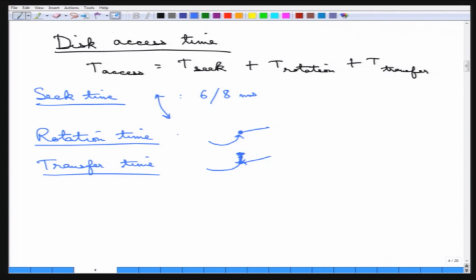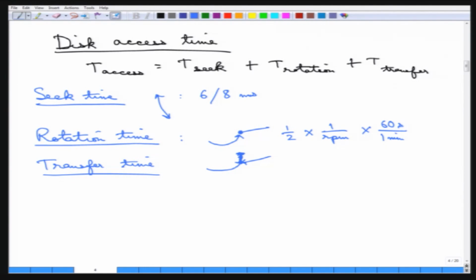The rotational latency is, well, we can say it's half the time to rotate on average, because it can be either 0 or it can be a complete rotation. Remember that disks can rotate in only one way. So if the read write arm has just missed it, it will take a complete rotation for it to come back. So it is essentially half into 1 by RPM. This is the revolutions per minute. To convert it into seconds, we need a conversion of 60 minutes, 60 seconds.